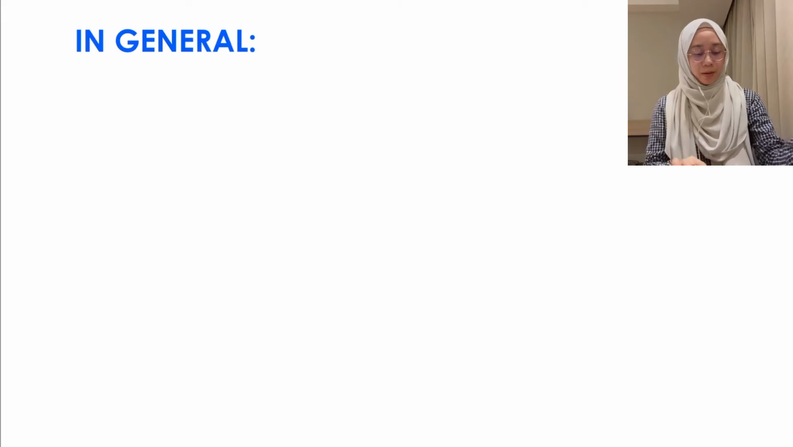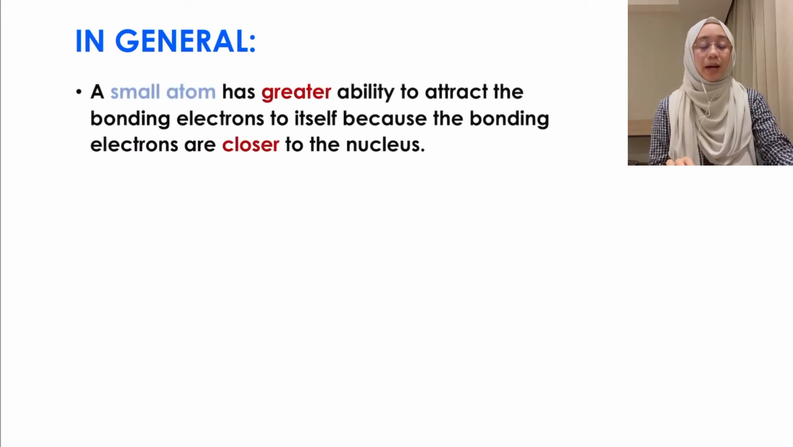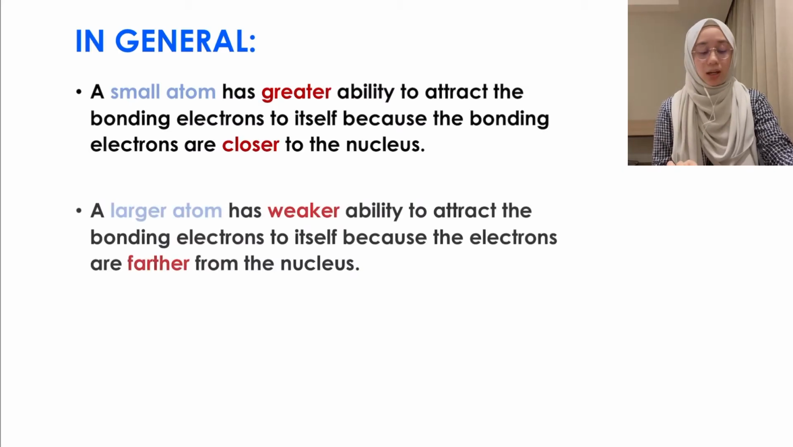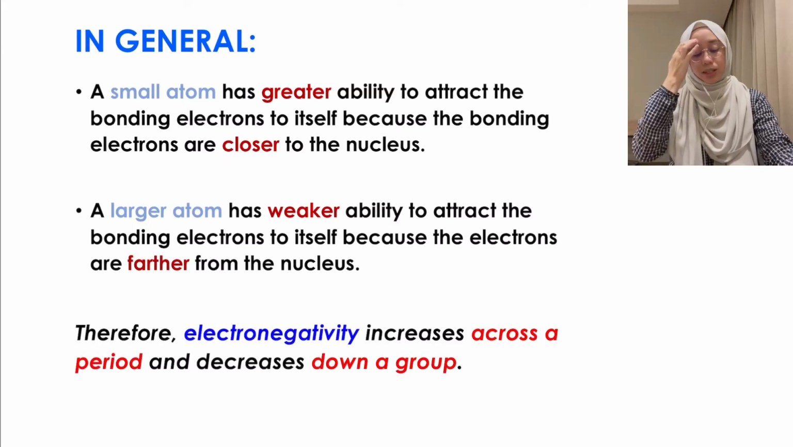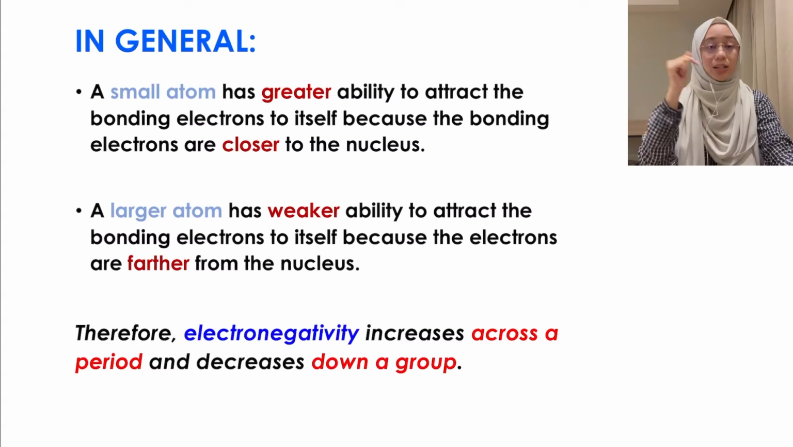Okay, so in general, a small atom has a greater ability to attract the bonding electrons to itself because the bonding electrons are closer to nucleus. Okay, meanwhile, larger atom has a weaker ability to attract the bonding electrons to itself because the electrons are further from the nucleus. So electronegativity increases across period and decreases down the group.